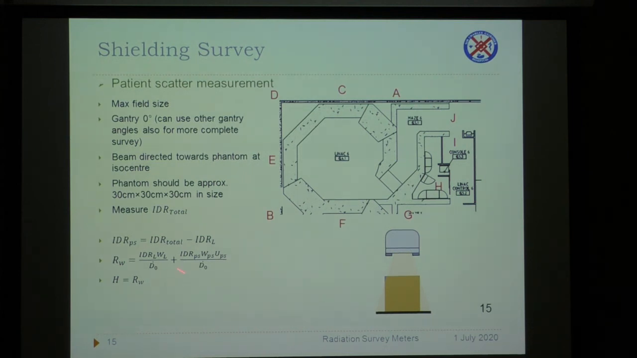Then you do a similar calculation to calculate your weekly dose rate, and then compare that to your measurement, and there should be a T there. I forgot that. The equation's a bit wrong there. But you compare that to your shielding calculations to determine if your calculations were correct and determine the adequacy of the shielding.